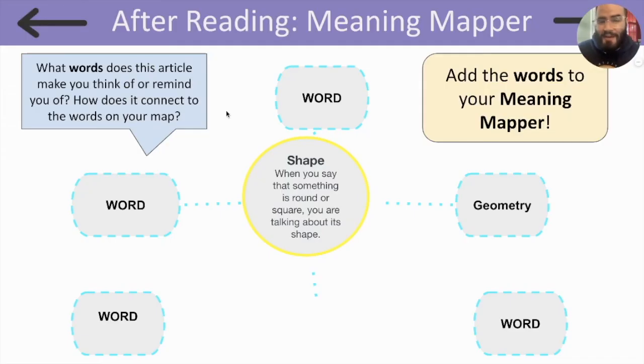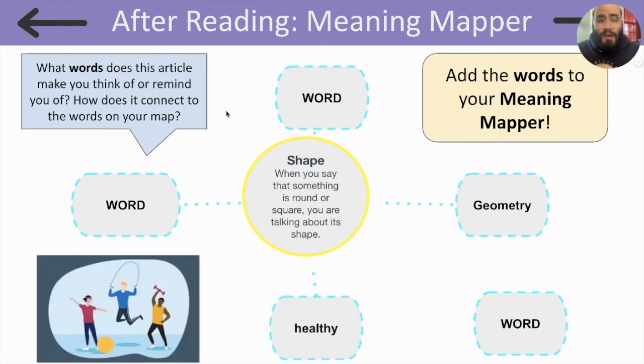Now, please take out your meaning mapper. In the middle, we have our focus word shape. We've already added the word geometry, but what other words can we add to our meaning mapper that are related to the word shape? I added the word healthy. When somebody is healthy, we say that they are in good shape. Someone that is in good shape exercises a lot and is very healthy.